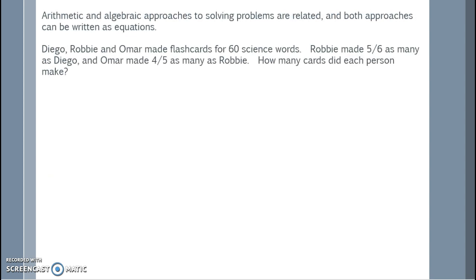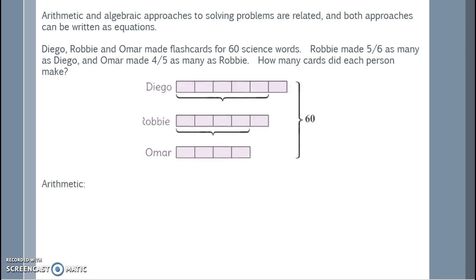Arithmetic and algebraic approaches to solving problems are related, and both approaches can be written as equations. So Diego, Robbie, and Omar made flashcards for 60 science words. Robbie made 5/6 as many as Diego, and Omar made 4/5 as many as Robbie. How many cards did each person make? So let's start with Diego, Robbie, and Omar.